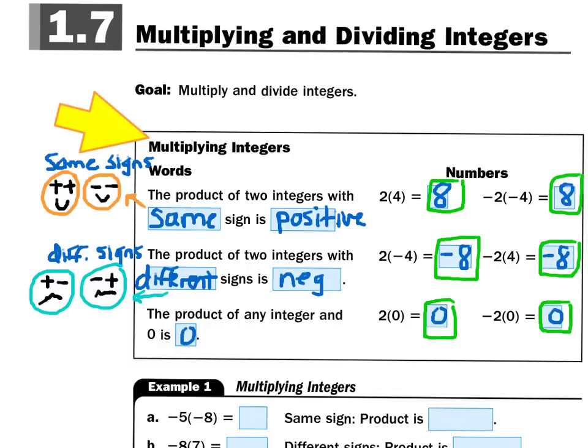Hi, let's talk about multiplying and dividing integers today. Now, the good news with multiplying and dividing integers, the rules are exactly the same. So let's talk about it in words.